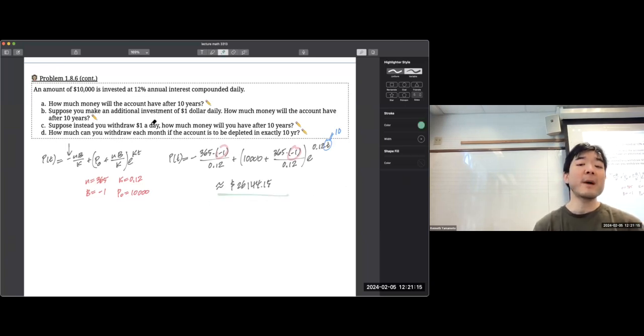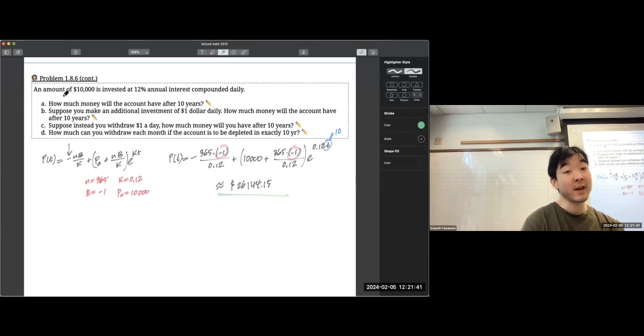You still end up having more than what you started with. That's because a 12% annual interest rate is really, really high. So you put in $10,000, but you're still withdrawing $1 every day. You might think that you'd have less money after 10 years, but you actually have more than double what you started with, because the amount of money that you are accruing or gaining due to interest is greater than the $1 that you're withdrawing per day.